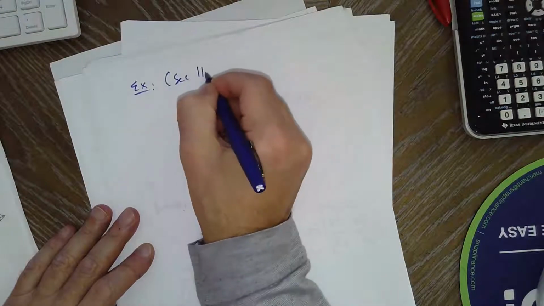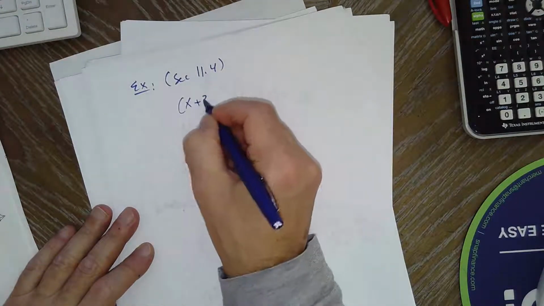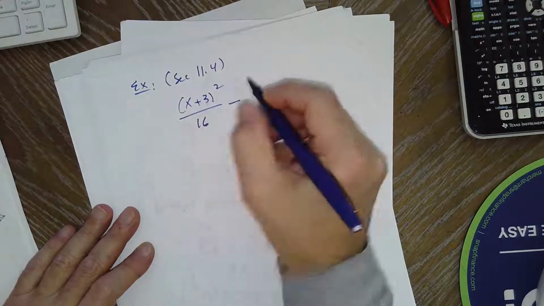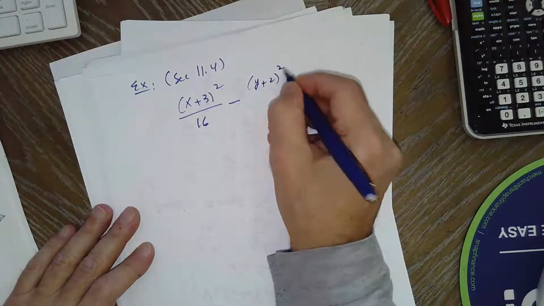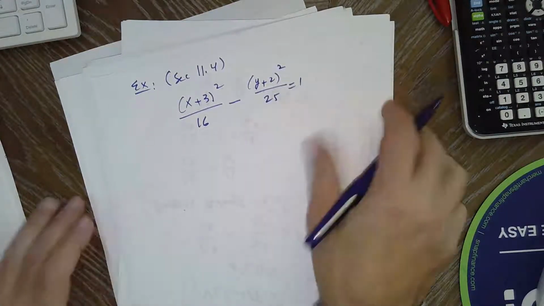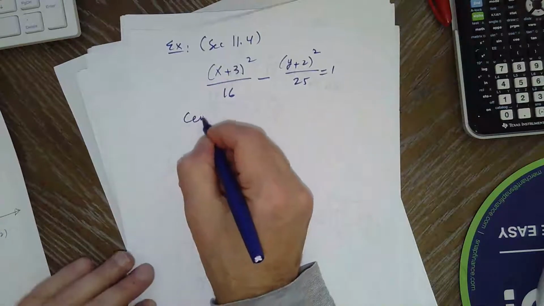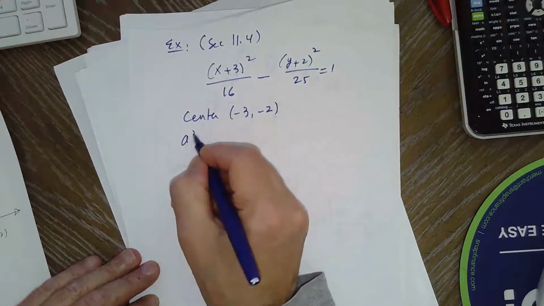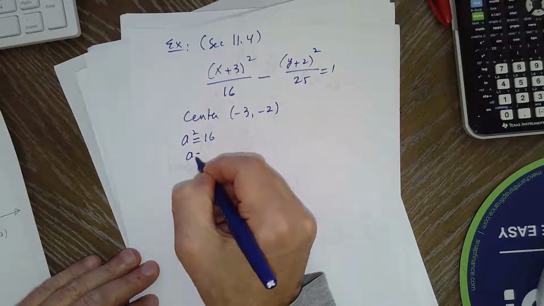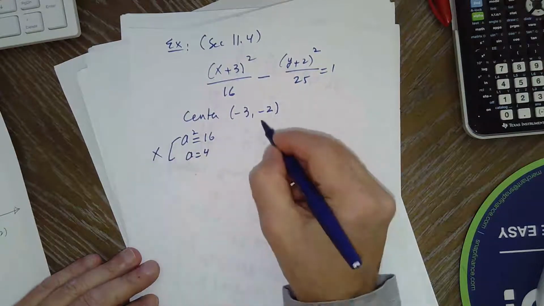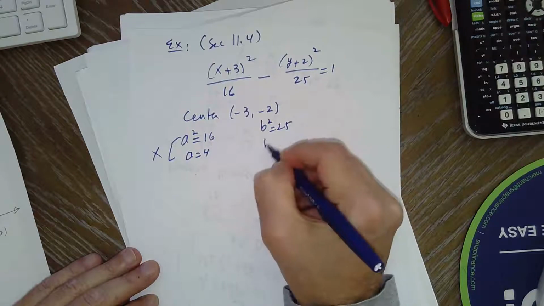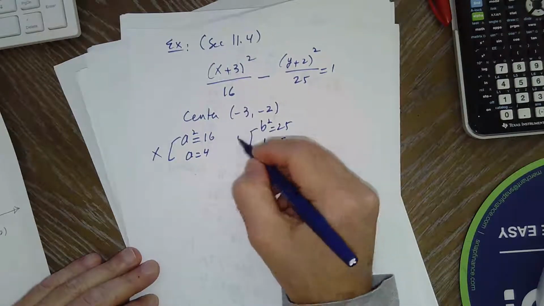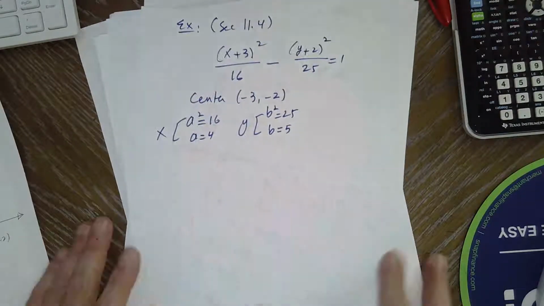Section 11.4: x plus 3 squared over 16 minus y plus 2 squared over 25 is 1. So it's a hyperbola centered at -3, -2. A squared is 16, so this is an x value. B squared is 25, so B is 5. This is a y value. And you can see B could be bigger than A. It's a hyperbola.